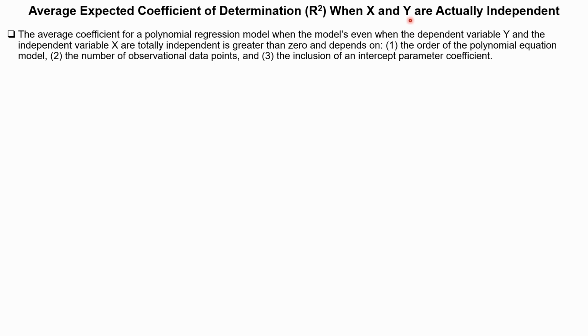Even when the dependent and independent terms are actually totally independent of each other, the average expected coefficient of determination is not 0. It will be greater than 0 and depends on things such as the number of independent terms in the model, or the order of the polynomial equation of the model, n, the number of observational data points, and whether or not the model equation form includes an intercept parameter coefficient.